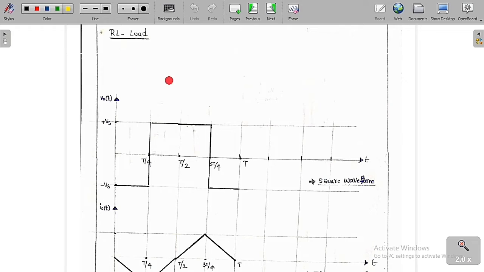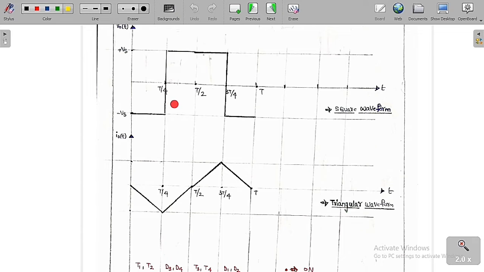Suppose now I am going to keep the RL load, and then I want to analyze what is the output voltage and also the output current. So now I am going to analyze the output voltage and the output current for the RL load, if I keep the RL load in this single phase full bridge voltage source inverter.